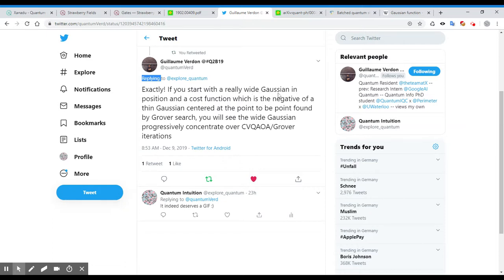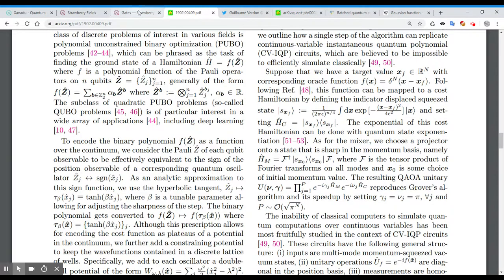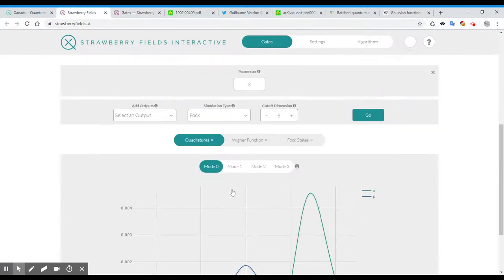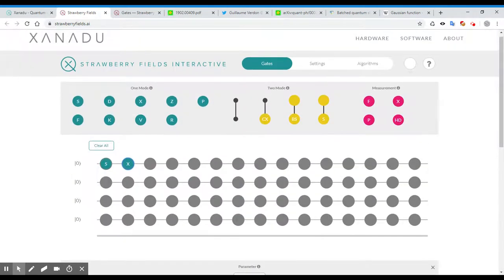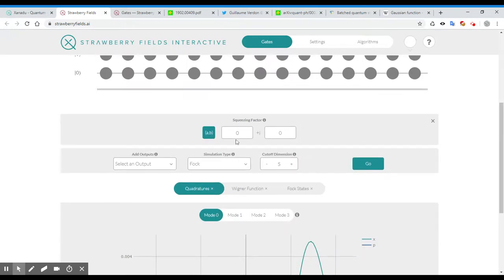Start with a really wide Gaussian in position. So at least let's try to get the starting state. A really wide Gaussian. How do you start with a really wide Gaussian? So this I'm going to keep here. Squeezing, Fourier, Kerr, position displacement, cubic phase, momentum. Maybe with negative squeezing. Can you do negative squeezing? Say -4.